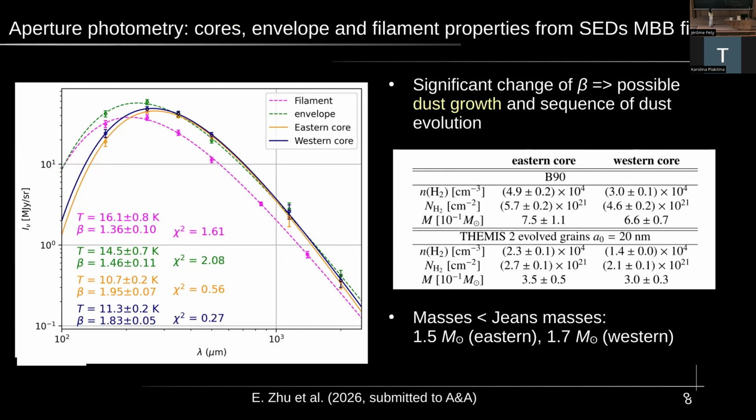And for both kappas, you can see the volume density is smaller than 5 times 10 to the 4, and column density is smaller than 6 times 10 to the 21. So our cores are not very dense. And they both have masses smaller than their Jeans mass, meaning that our cores are really at early stage and are not yet collapsing.